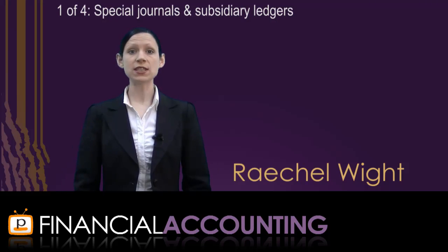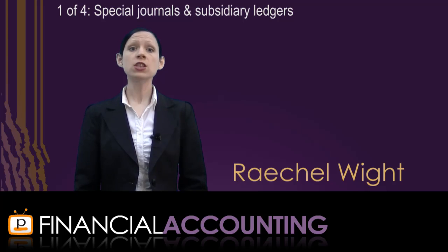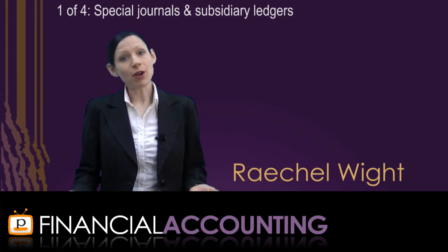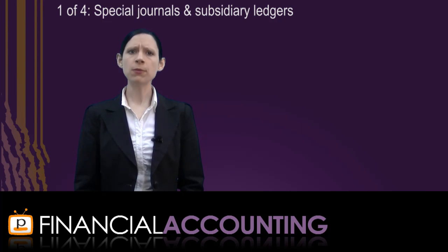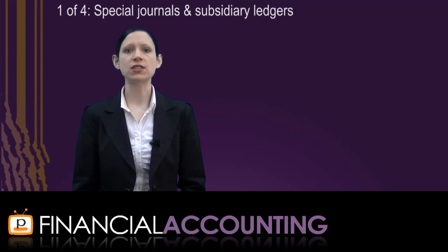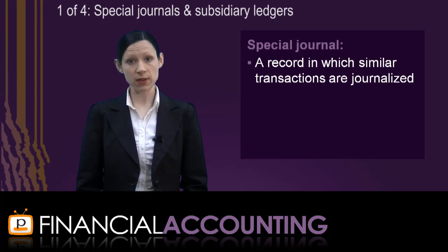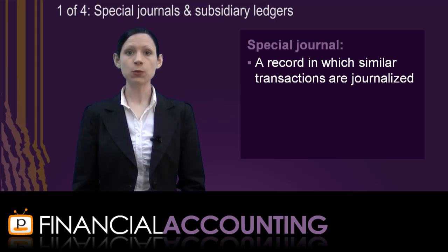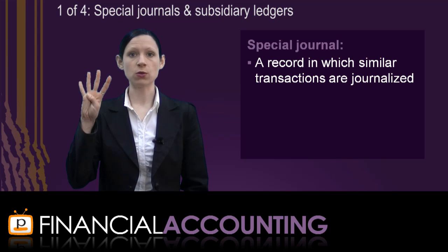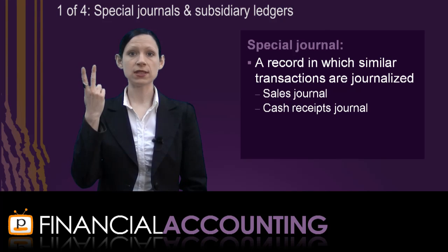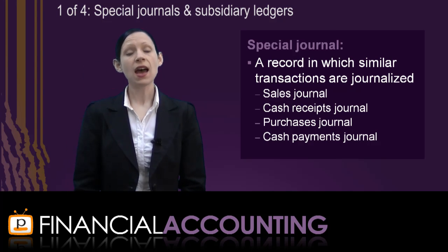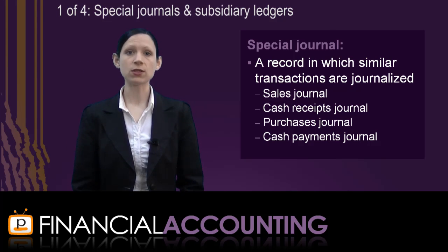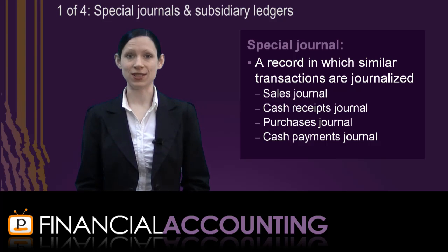Up to now, we've used the general journal and general ledger to record transactions. However, when businesses engage in a large number of similar transactions, it may be more efficient to record these transactions in a journal dedicated to this task. These journals are known as special journals. Today, we'll cover four main types of special journals: the sales journal, cash receipts journal, purchases journal, and the cash payments journal. As well as special journals, a business may also keep control accounts and subsidiary ledgers.